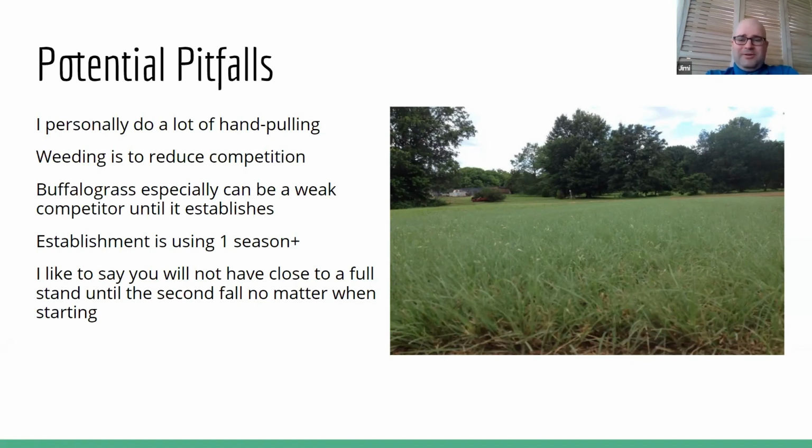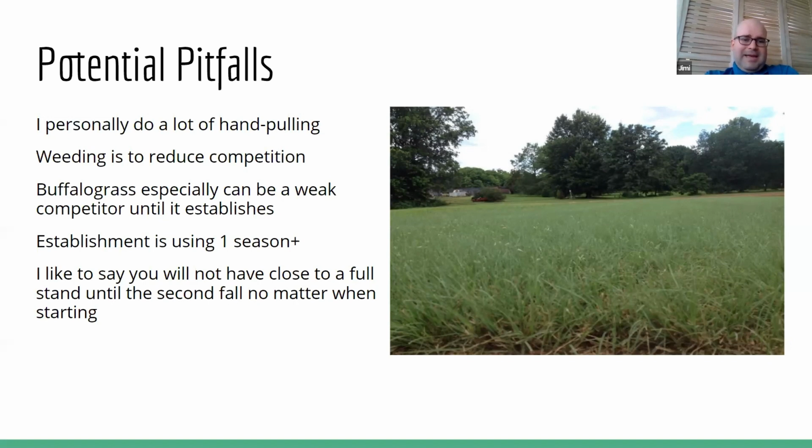The weeding is to reduce the competition. Oddly, I mentioned the buffalograss will kick a lot of things out when healthy, but earlier on, a lot of these grasses are almost poor competitors, where broadleaf and the wildflowers, if they're there, will just outcompete the grasses, and the grasses will never truly get established.